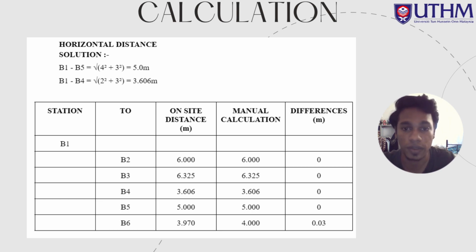From station B1 to B4, we obtained a similar on-site distance and manual calculation, which is 3.606 meters. And from B1 to B5, the on-site distance and manual calculation are also the same. We obtained 5 meters. There's no difference as well. But from station B1 to B6, our on-site distance was 3.970 meters, and our manual calculation resulted in 4 meters. There was a difference because we obtained a different result through the trigonometric calculation, and the difference is 0.03 meters.